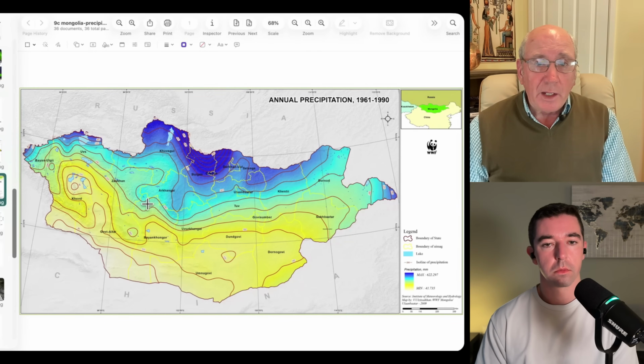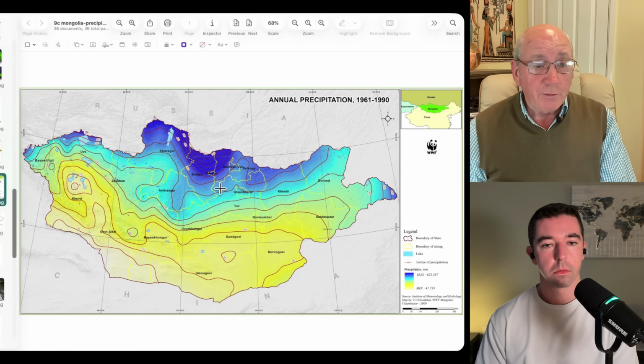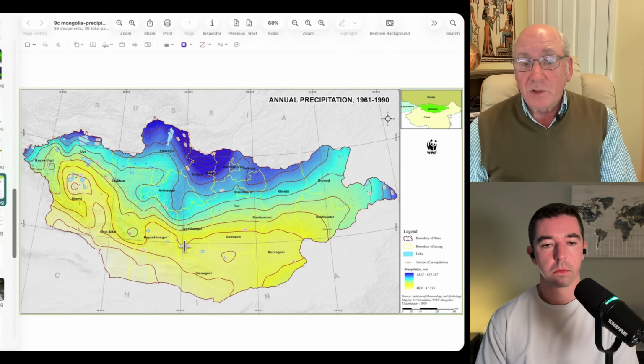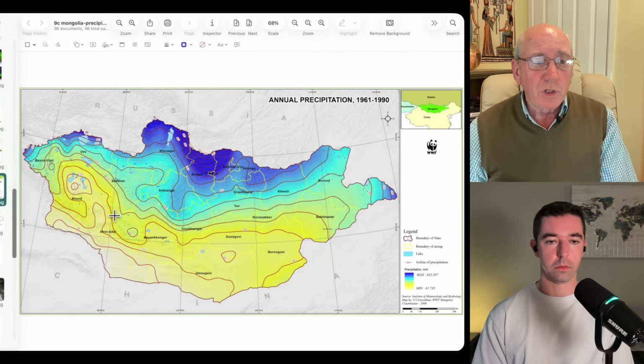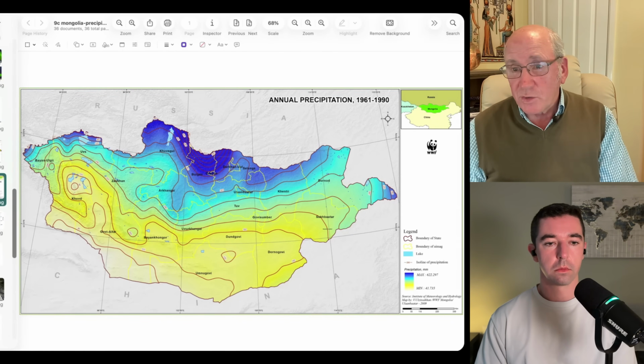This is an image of rainfall across the Gobi, and of course, blue is relatively high rainfall. The yellow is less. But they're still saying down here, I think, 42 millimeters. Well, you can still grow things with 42 millimeters of rain. So it's not a pure desert.